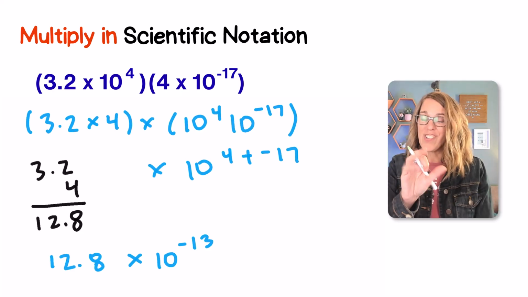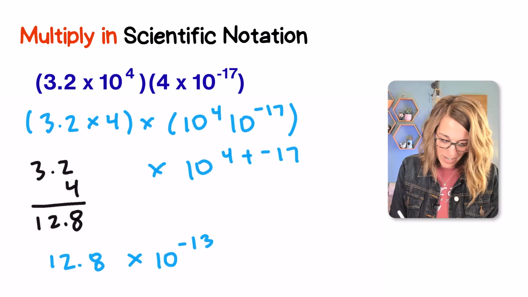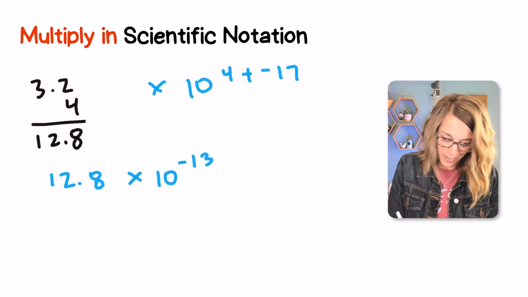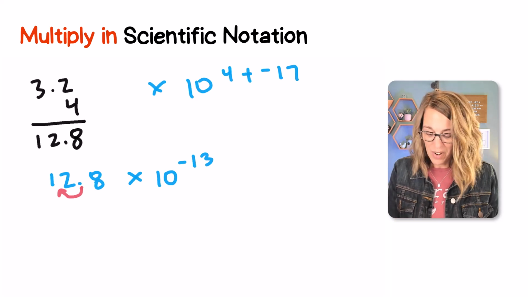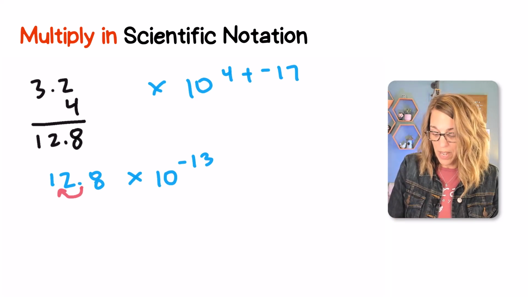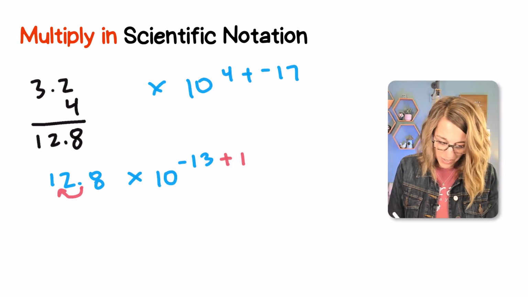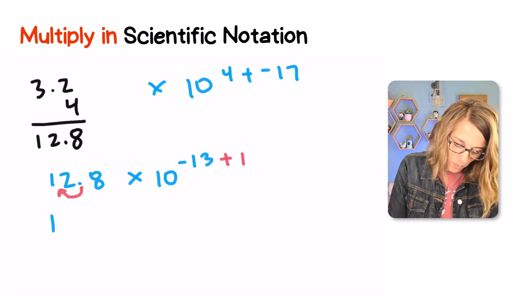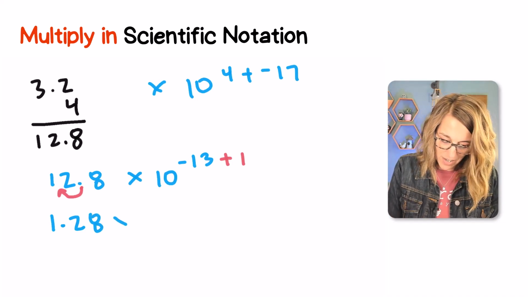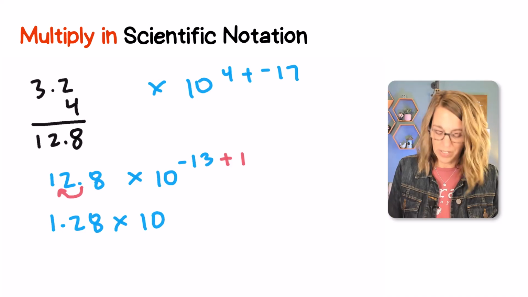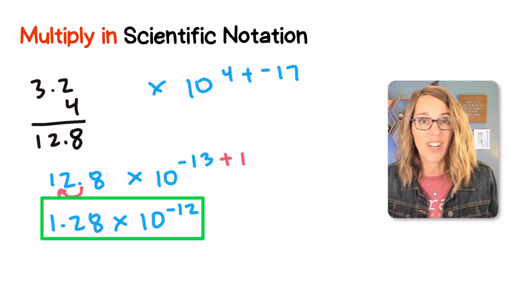Almost there, right? I just need to fix that coefficient so I'm in scientific notation. Now I need to make this one smaller. So I need to make this one smaller by moving this 1 decimal place, which means that I need to make the power of 10 bigger by 1 decimal place. And I do that by adding a 1. So using that really nice pattern, I end up with 1.28, making that number smaller, times 10 to the negative 13 plus 1 is negative 12, and we've got our answer in scientific notation.